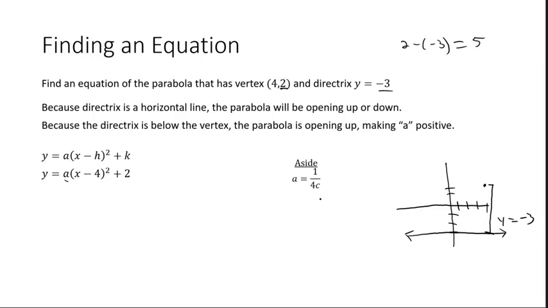So we have 1 over 4 times 5, or 1 over 20. And that's your a value right here. So your final equation would be y equals 1 over 20 times x minus 4 squared plus 2.